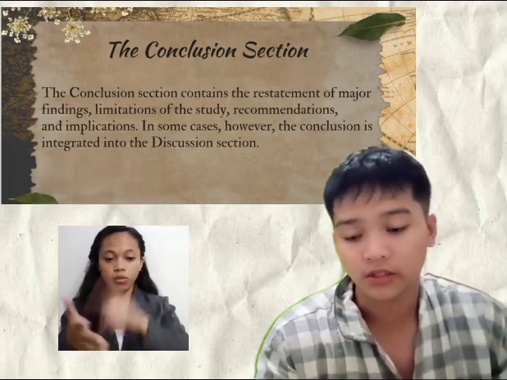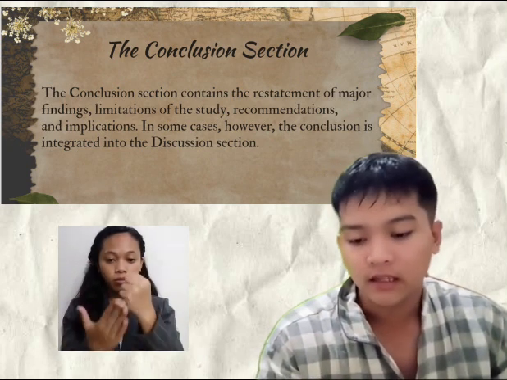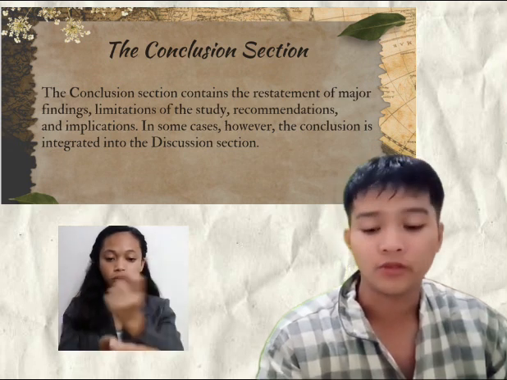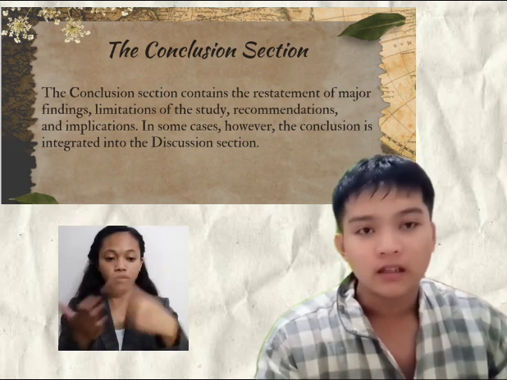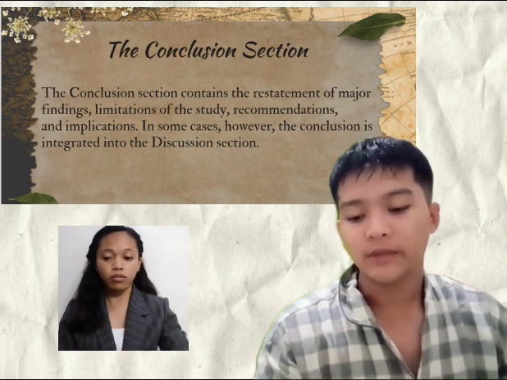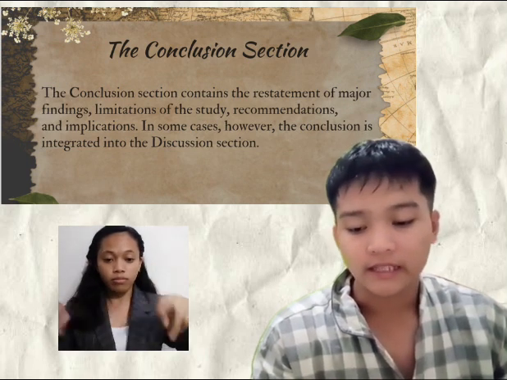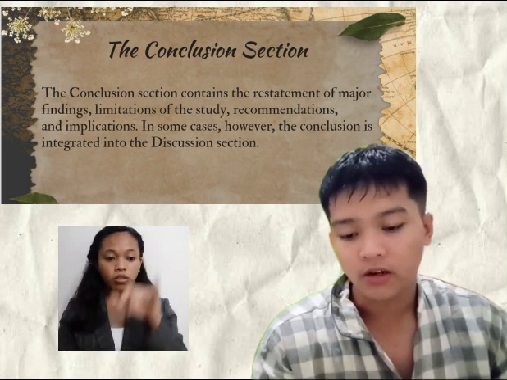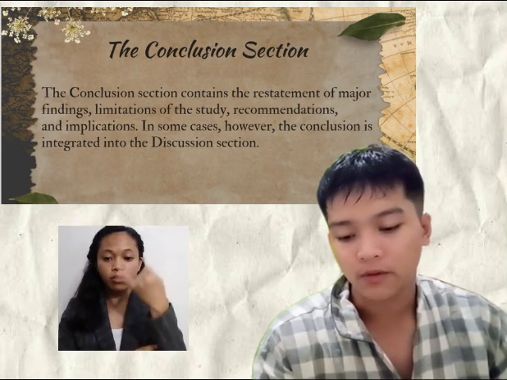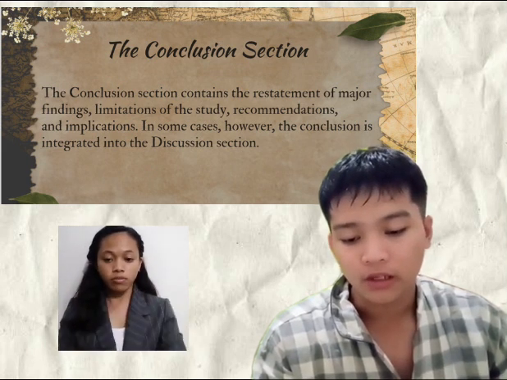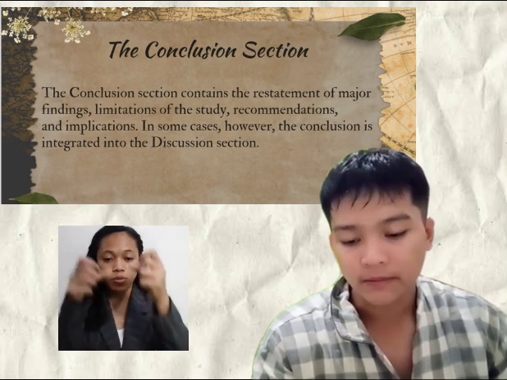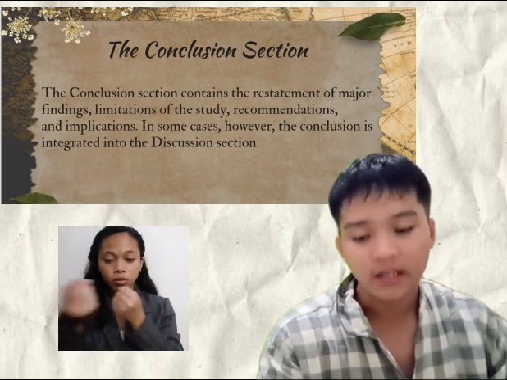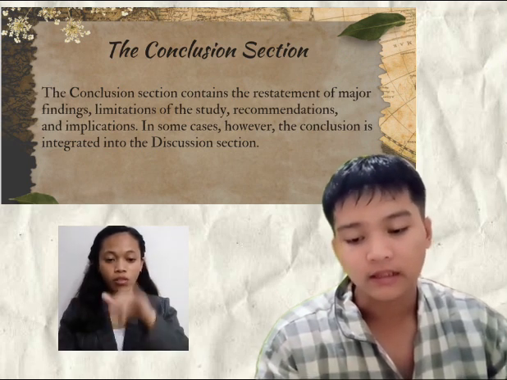The conclusion section summarizes the key findings of the study, stating the main results and how they address the research objectives. It also acknowledges the study limitations such as constraints in time, scope, and methodology. Recommendations for future research or practical application are provided along with the broader implications of study outcomes. In some formats, the discussion section is presented separately.